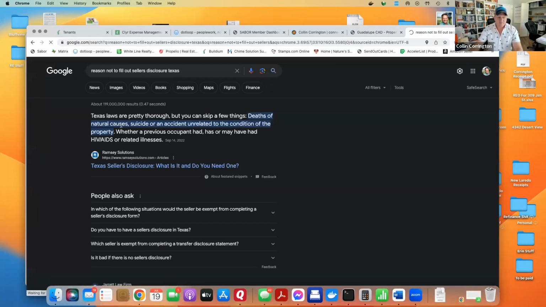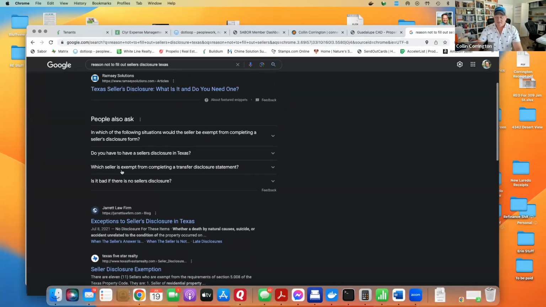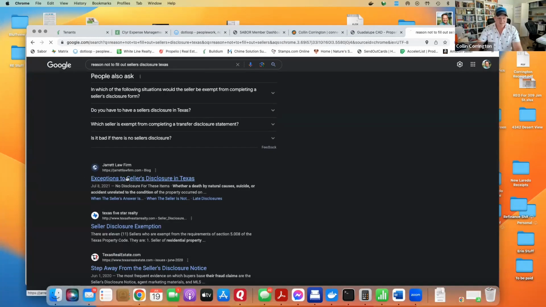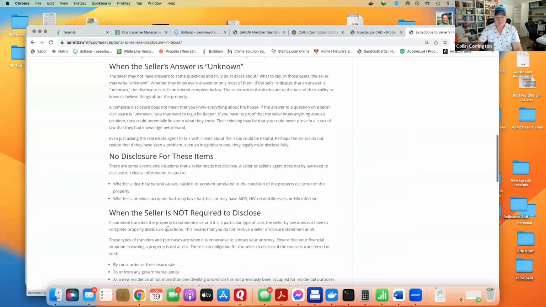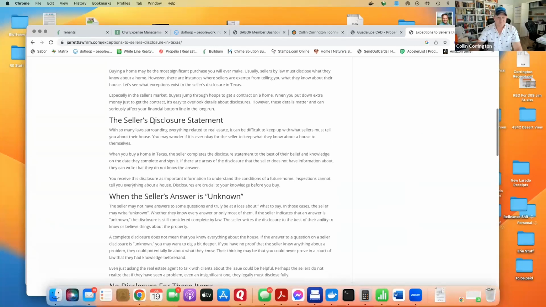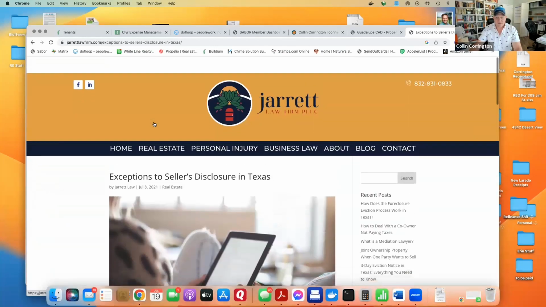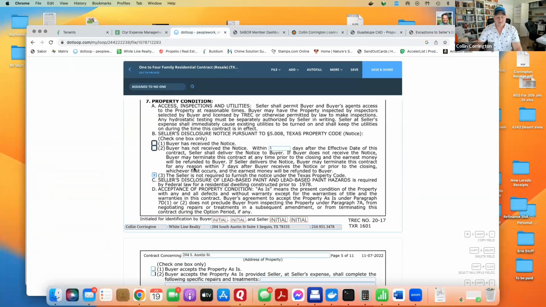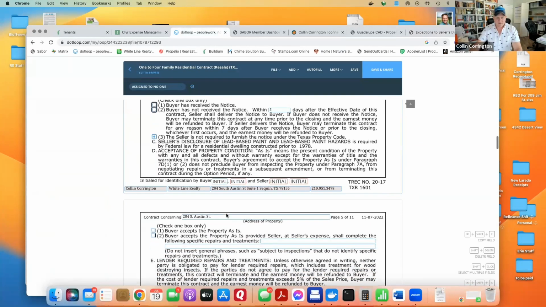Google this stuff all the time. Oh, we were talking about death the other day. So that's probably what came up. Exceptions to seller disclosures in Texas. Perfect. If somebody dies, what you put on there, guys, look up the different reasons. Estate is probably the most common if it's an estate. Somebody died and we're buying the house from the estate.